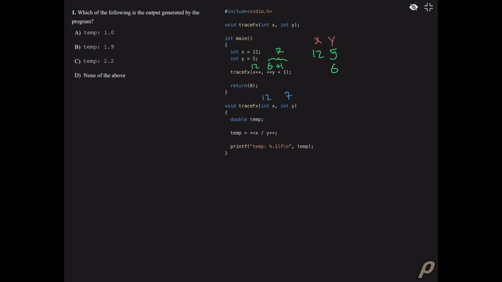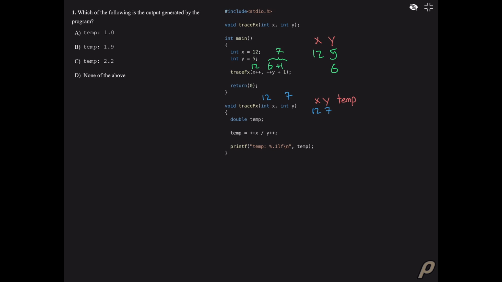We can also keep track of separate variables down here. We'll keep track of our 12 and our 7, as these variables are separate from the ones in main because it's in a different function which has different scope, and there's no pass by address occurring here. Then we also see that we have this temp variable within this trace fx function that we want to keep track of.